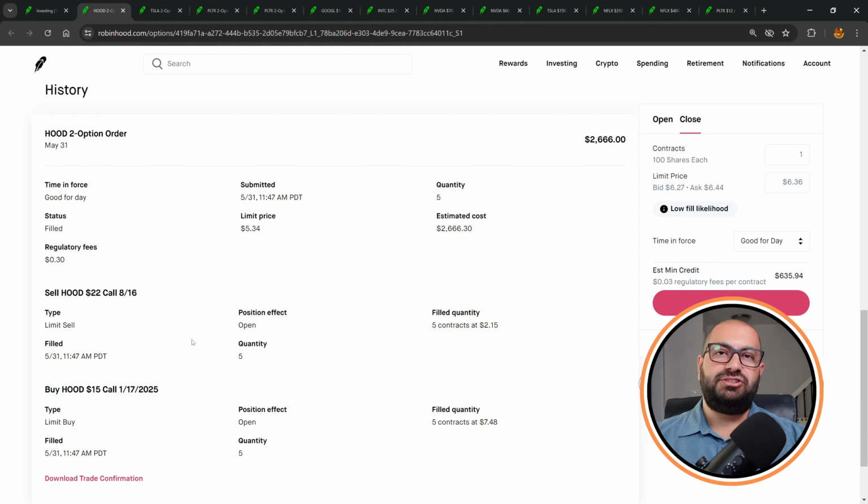However, we can even achieve a higher profit by rolling the 22 into a further date, especially if the price of Robinhood is very close to 22 or even a little bit lower. In that case, it will just expire out of the money and we'll be able to sell a new covered call and collect more premium. The furthest date we can go here is January 17, 2025, since that's when our $15 call, which is simulating the 100 shares, expires.